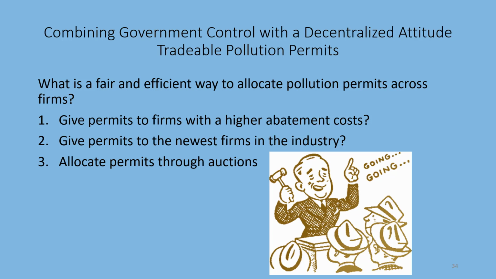So again, there's no perfect way to do it, but those are some of the ways that you can allocate pollution permits outside of just allocating them equally. Usually for the examples in class, I'm just going to have you go through examples where they're allocated equally, right?